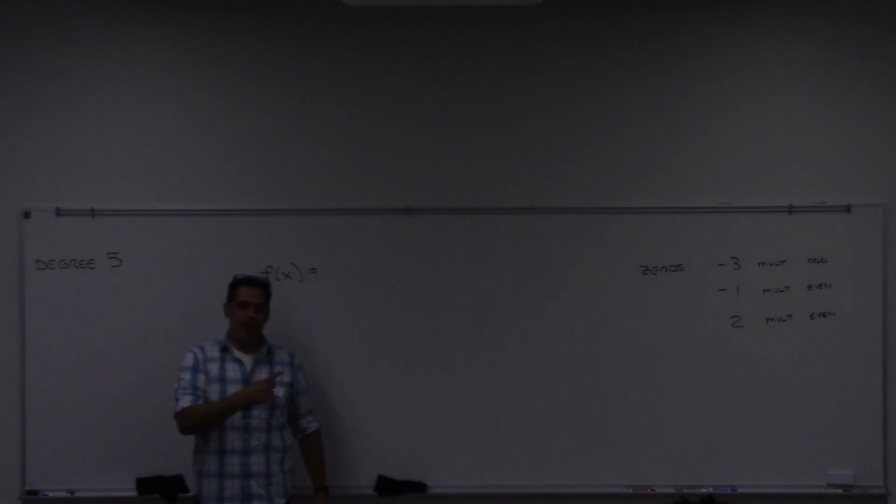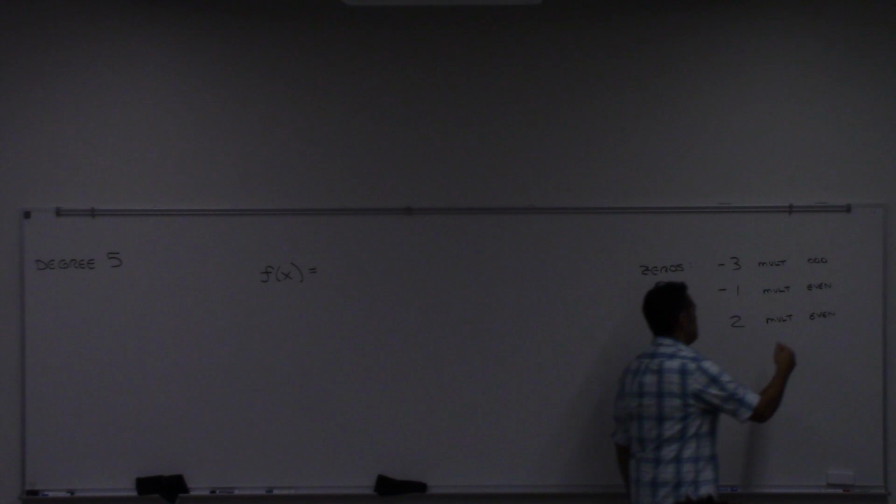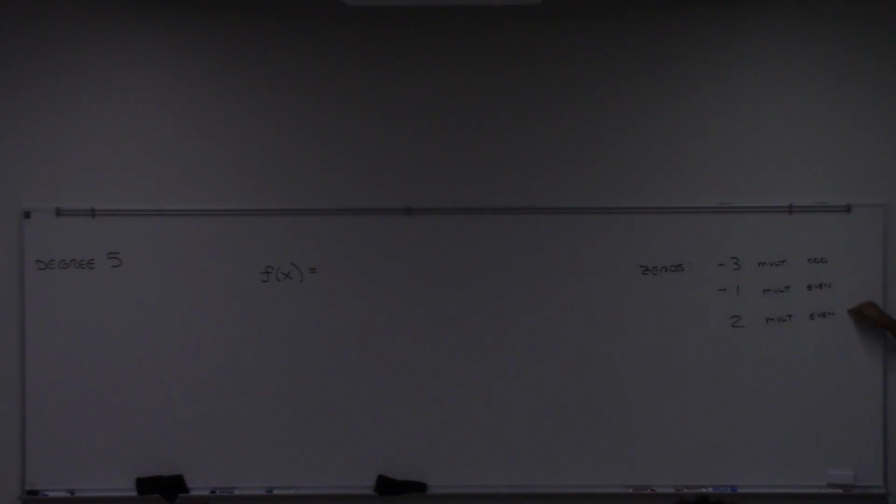Our total degree has to be 5. There's only one way to get 5 from this, because you have 2 even powers and 1 odd. So it can only be 2, 2, and 1. There's no other way to do it. So these add up to be 5.